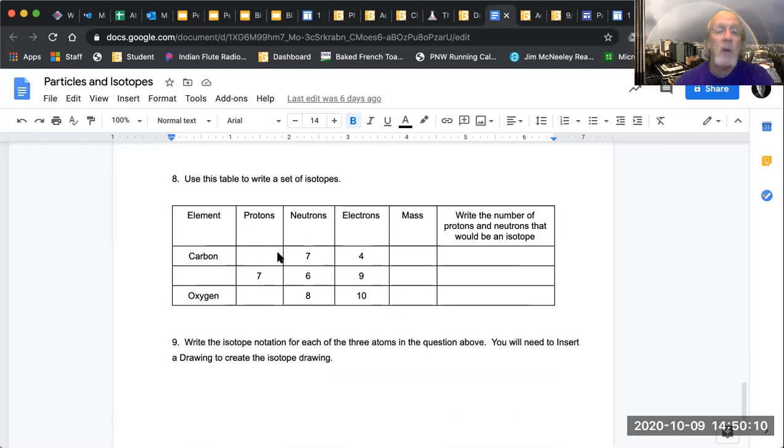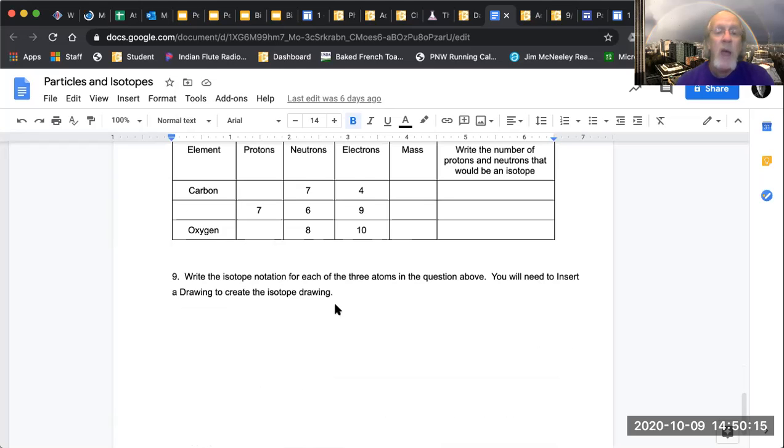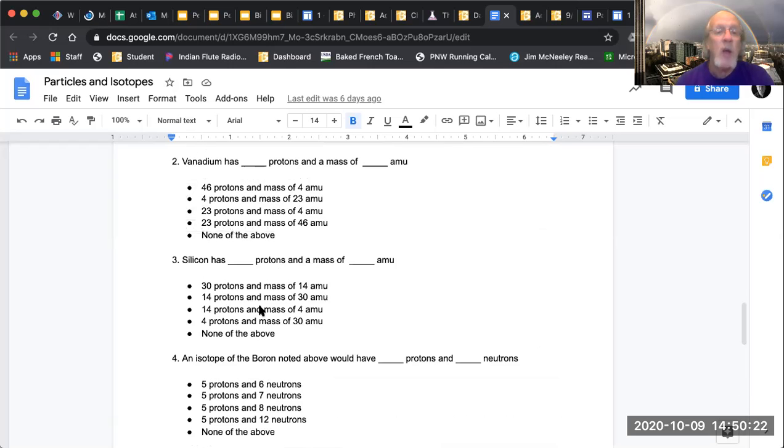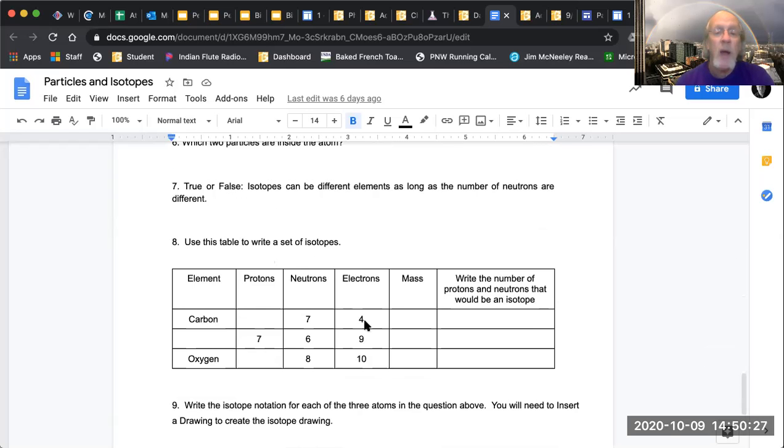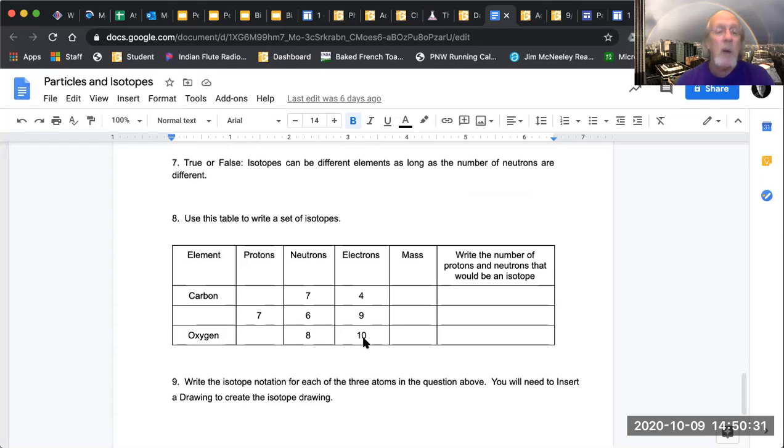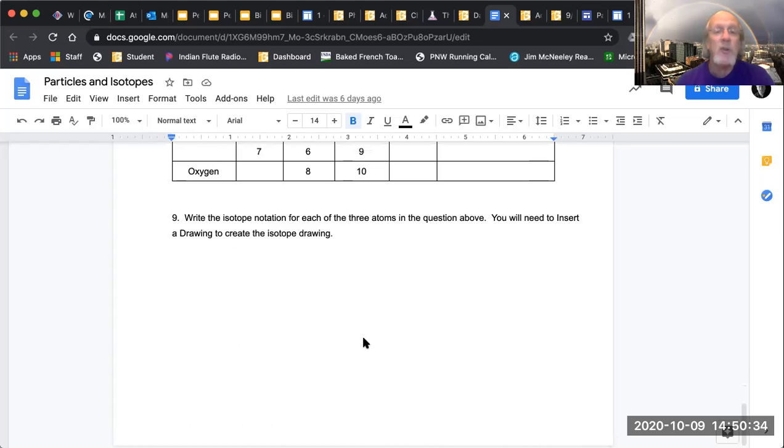So what I want you to do here is just fill this table in. Okay, I'll leave that for you to do. And then I want you to write the isotope notation for each of these. And by isotope notation, what I mean is like this. Don't worry about the charges, okay? I've given you charges. If you figure that one out, that's okay, but you don't need to, all right? And that's your assignment. So working on isotopes, things that have the same atomic number, same number of protons, but different masses.